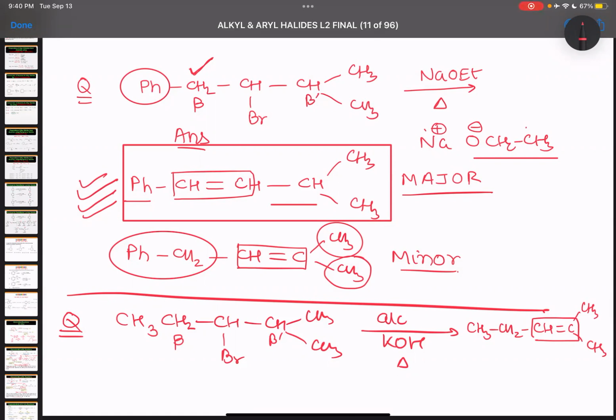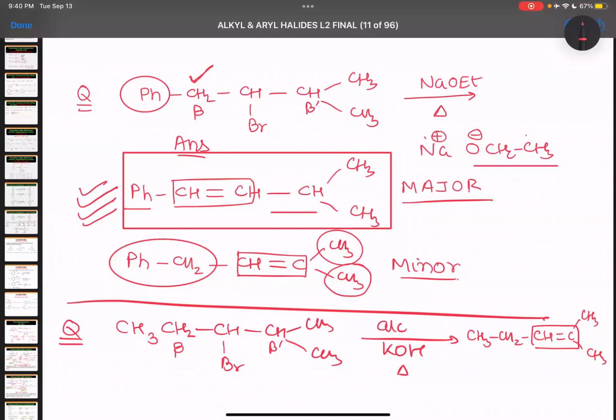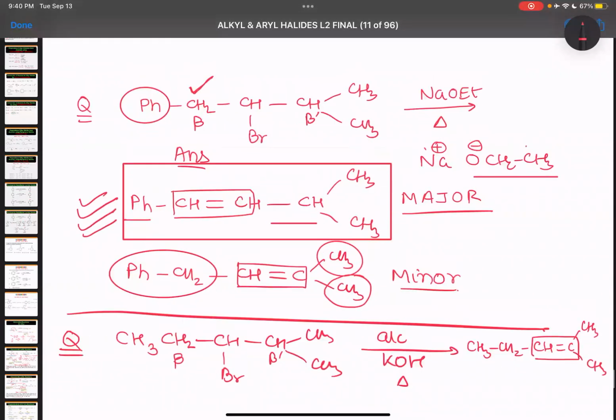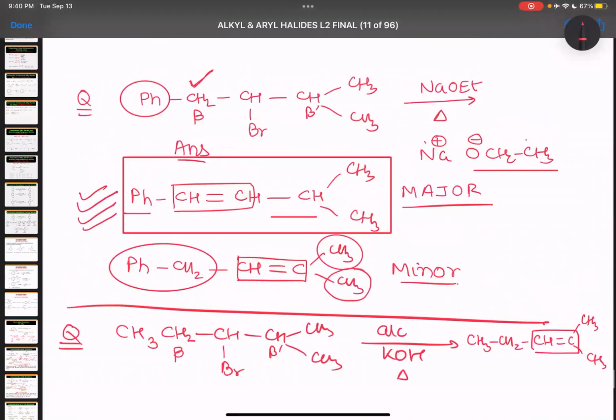But in this case, I chose phenyl. So I hope that is clear. You can compare the rate of elimination. More branched will have more rate of elimination.